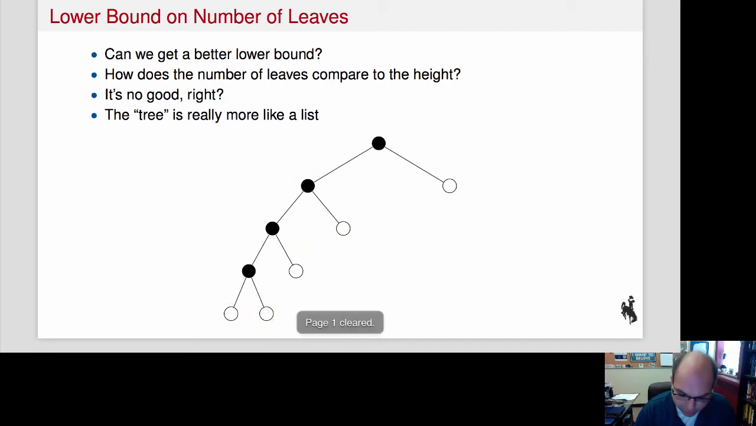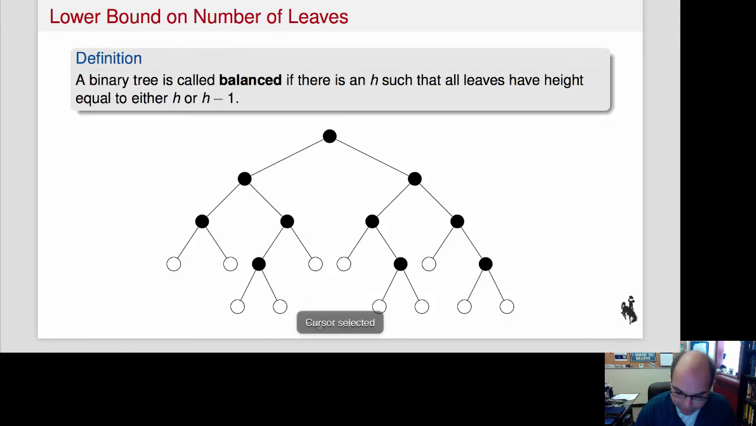This is where I need one more definition, and this is a property of trees that will be useful. We say that a tree is balanced if I can find some h, and this h is sort of the height.